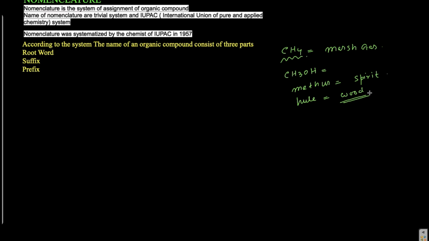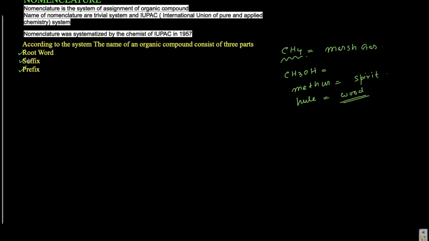If you consider our names, we have a nickname, that is the common name by which everybody can recognize you. You also have another name which has a first name, a middle name, and the last name. Like this, the name of every organic compound consists of three parts: the root word, the suffix, and the prefix. Like first name, middle name, and last name.